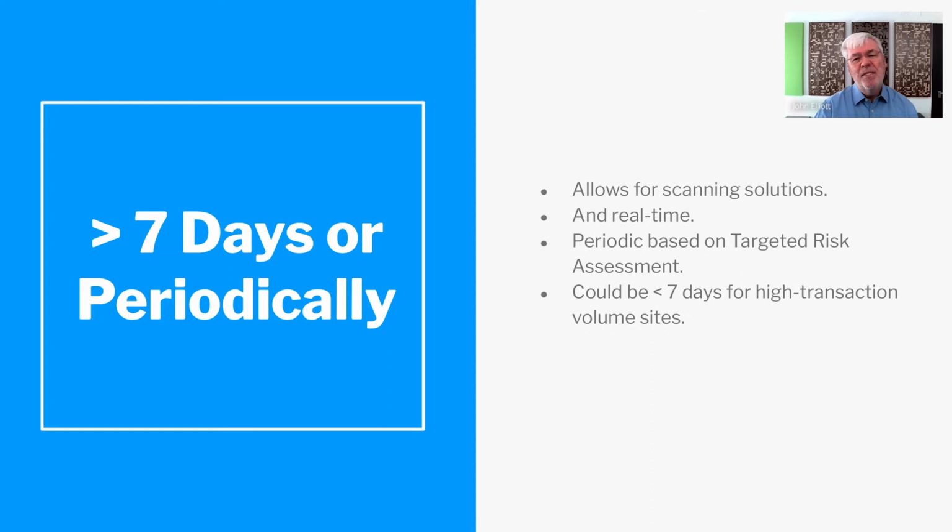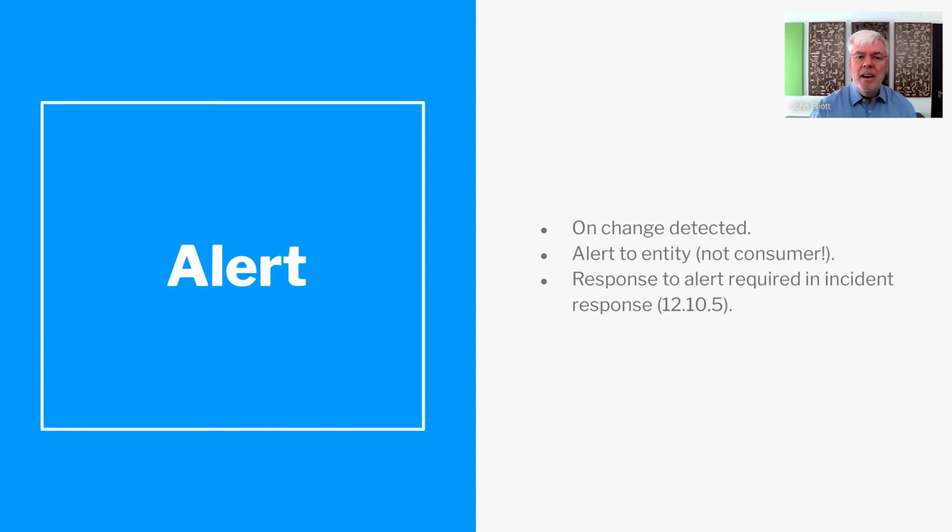On a high traffic website that's taking a lot of transactions, I'd suggest that the targeted risk assessment could actually determine you do it more frequently than every 7 days. I also want to just pause here to mention that in about 5 minutes' time, I'm going to argue that you should be doing this in real time, which will give a much smaller window of compromise if there was an attack. Finally, the last thing in 11.6.1 is that an alert needs to be produced when a change to the page content or to the HTTP headers is detected.